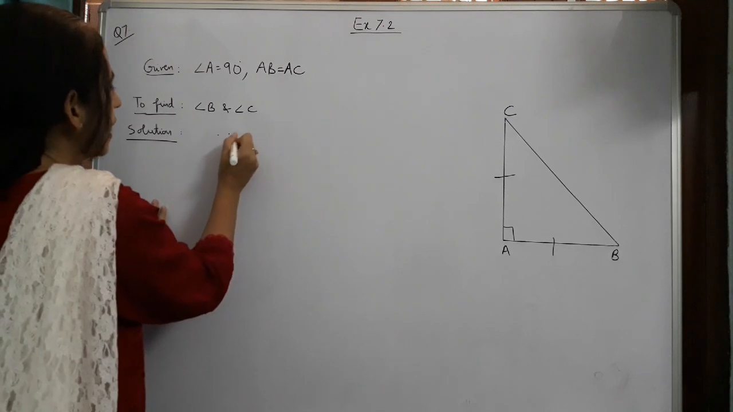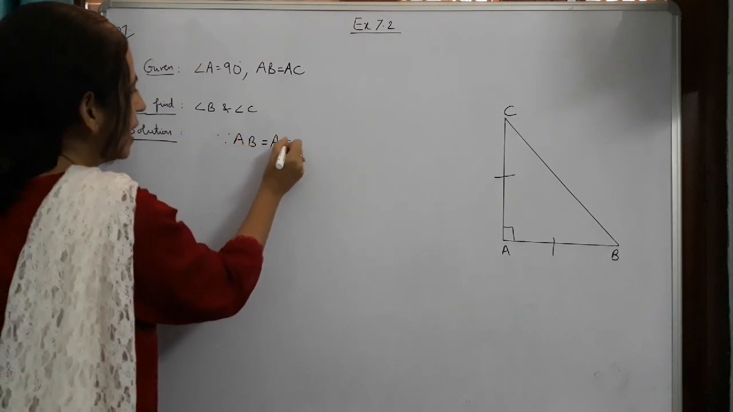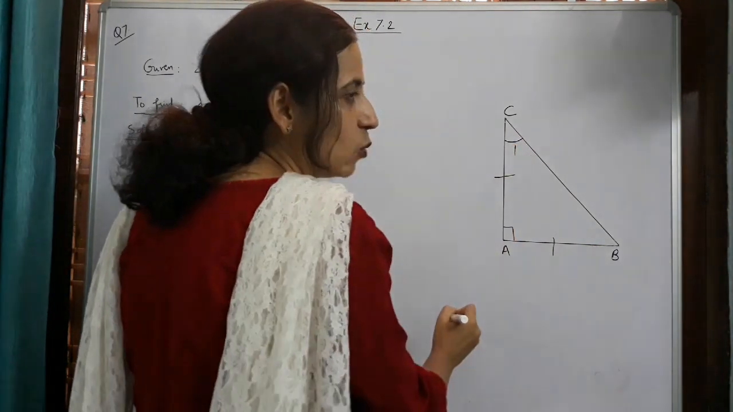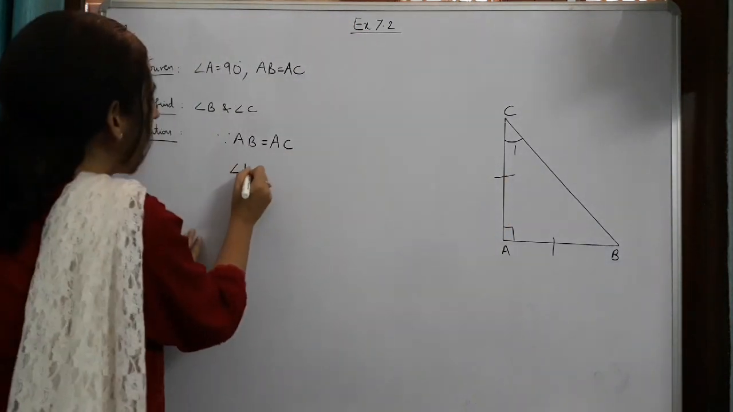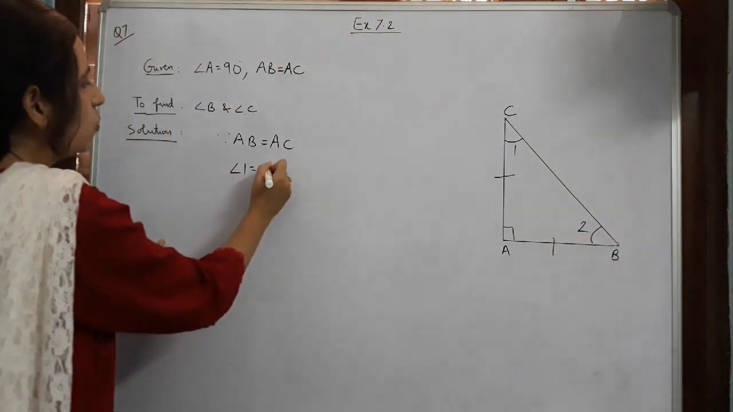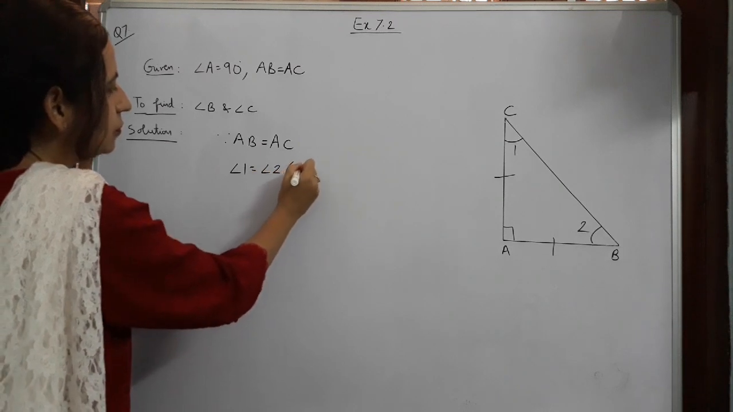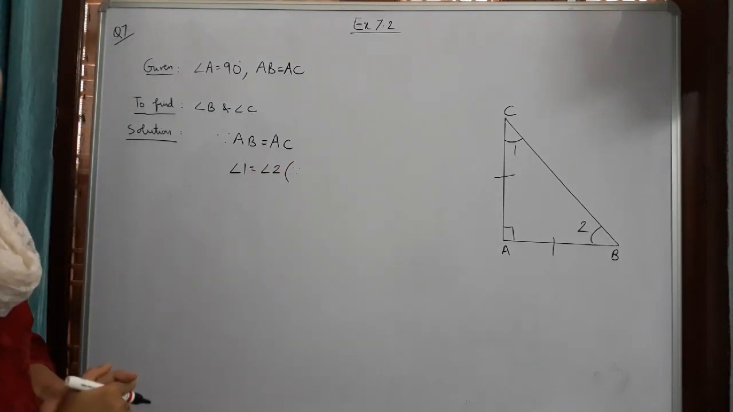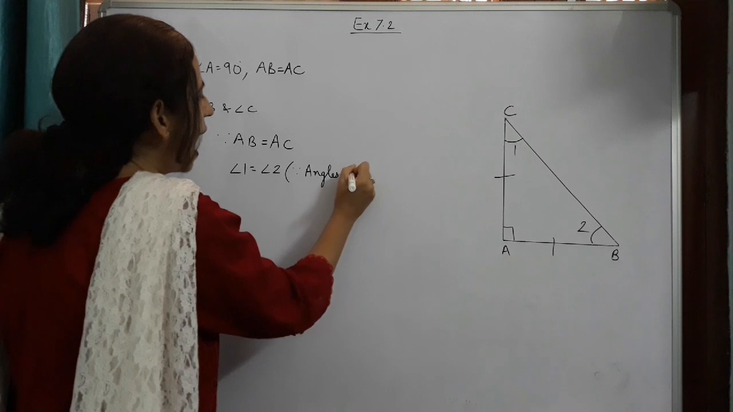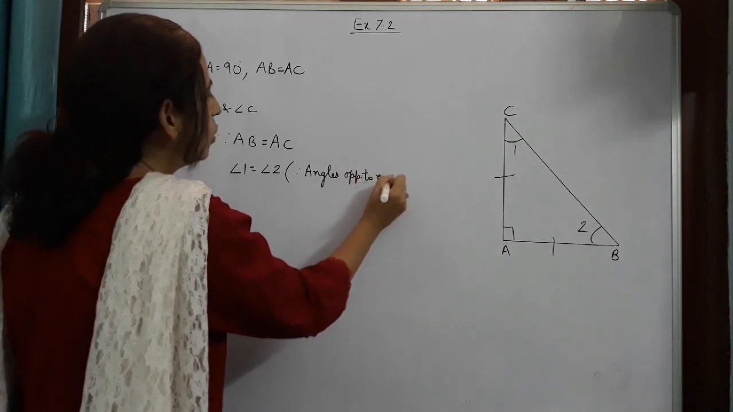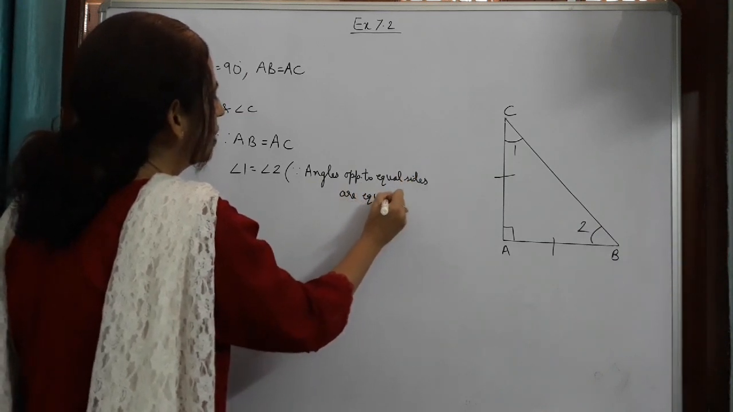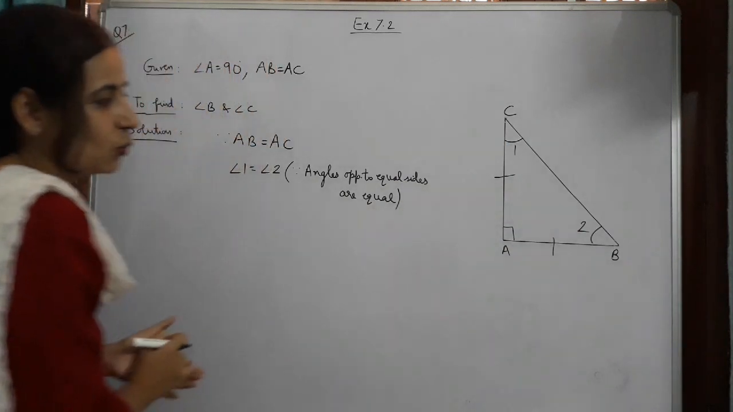So since AB is equal to AC, now what is the angle opposite to AB? It is this angle. Let this be angle 1. Is equal to, what is the angle opposite to AC? It is this angle. Let this be angle 2. So angle 1 is equal to angle 2, and the reason we know is that angles opposite to equal sides are equal. So we write down the reason, angles opposite to equal sides are equal. So that is why angle 1 is equal to angle 2.